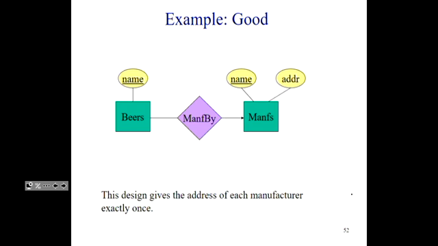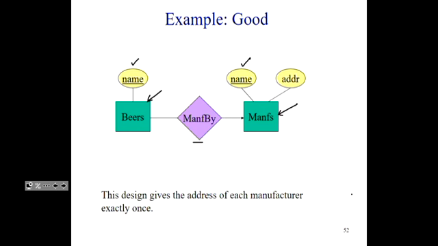Okay, so let's take this example here. I have a beers entity set and a manufacturers entity set in a relationship, manufactured by. The key for beers is name, the key for manufacturers is name. Okay, so you can identify a beer using a name, you can identify a manufacturer using a name as well.